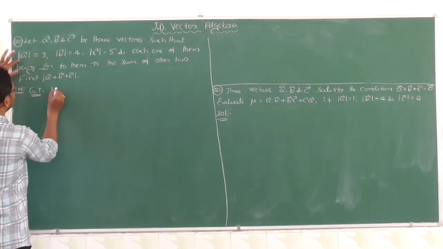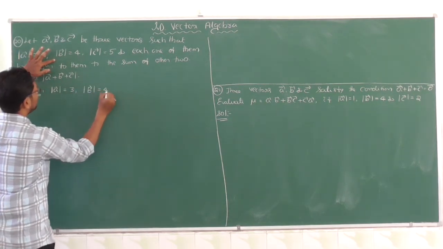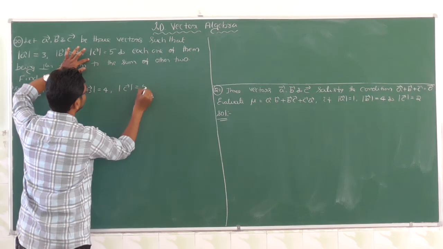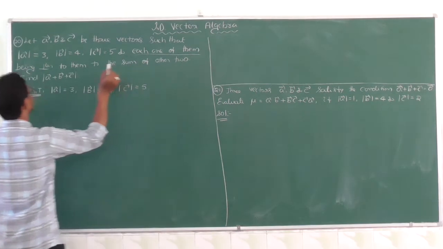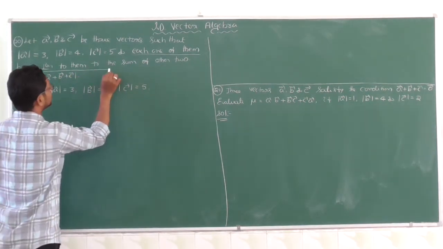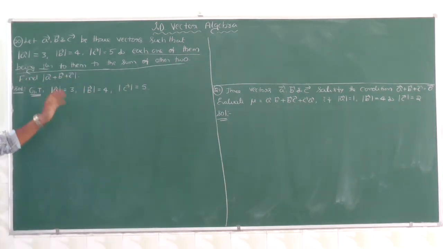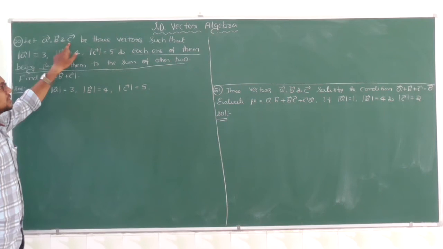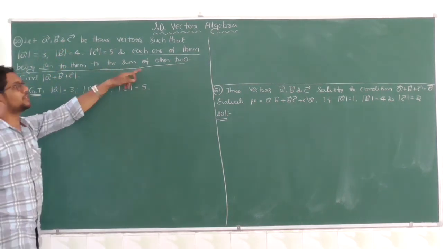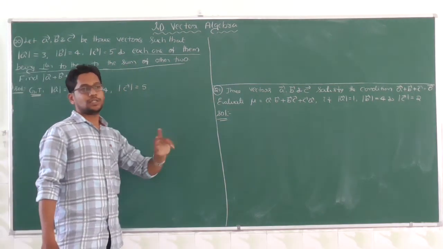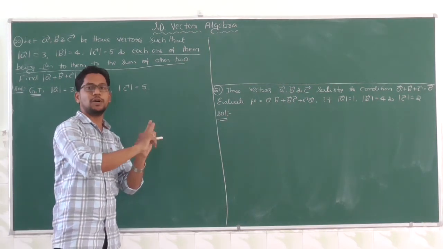First, magnitudes are given. Magnitude of A is 3, magnitude of B is 4, magnitude of C is 5. Next, what is given? Each one of them, that is A vector, B vector and C vector, is perpendicular to the sum of the other two. Here we have three vectors, each one of them being perpendicular to the sum of the other two.